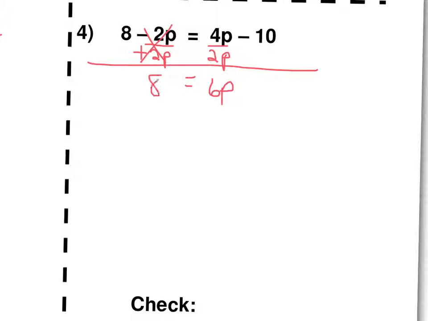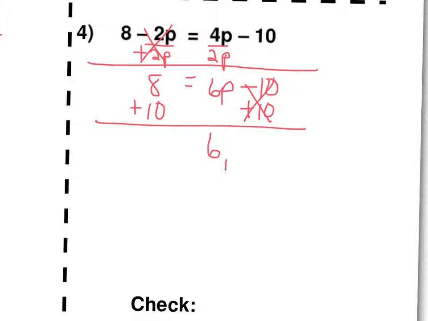I'm left with 8 there, and I'm subtracting 10. Now I want to move the 10 to the left side, so I will add 10 to both sides, draw my line, and that's eliminated. I get 6p is equal to 18, divide by 6, p is equal to 3.